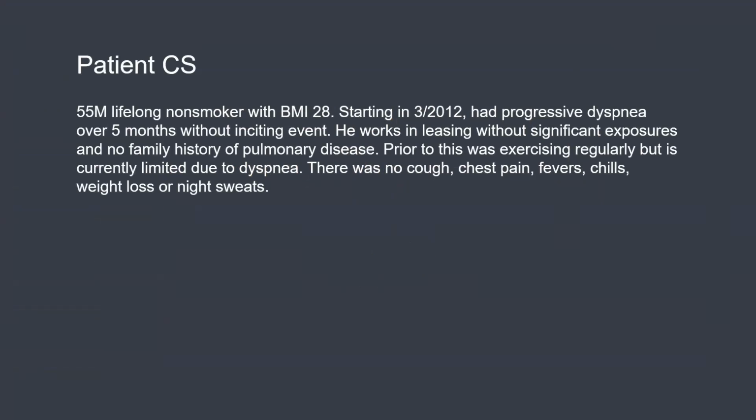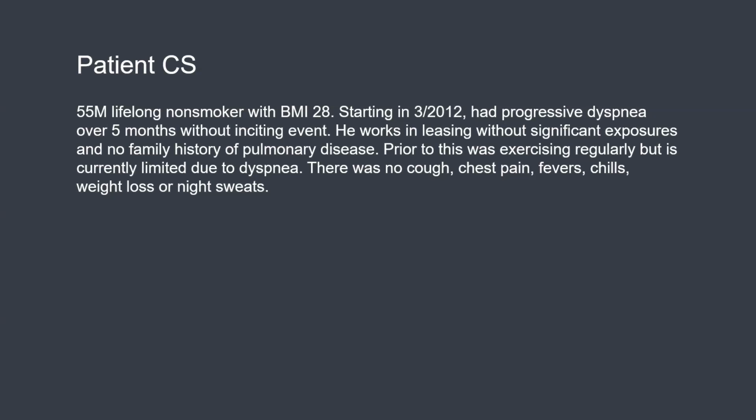So I'm going to talk about this patient. He's a 55-year-old male, lifelong non-smoker, really overall healthy, with a BMI of 28. Starting back in March of 2012, he was having progressive dyspnea over the course of 5 months without any kind of inciting event. He works in a leasing office, didn't have any significant exposures, and no family history of pulmonary disease. Prior to this, he was exercising fairly regularly, but now he was really limited by his dyspnea.